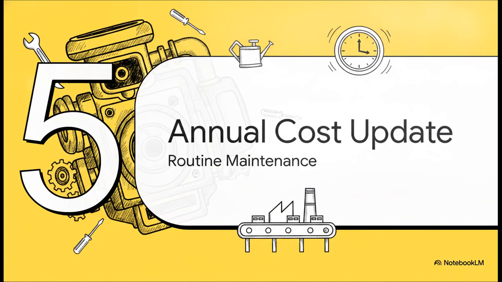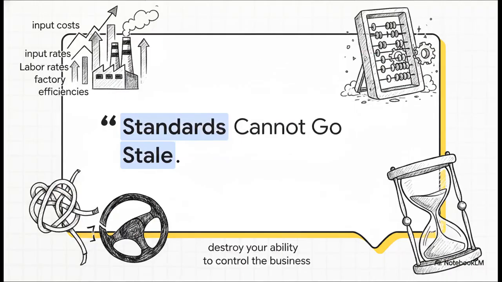And that brings us to our final section, Section 5, the Annual Cost Update. Let's talk routine maintenance. Just like a physical engine, you cannot run a costing system forever without doing some crucial routine maintenance before a brand new production year kicks off. I really want to deliver a stark warning here. Standards cannot go stale. Seriously, if input costs, labor rates, or factory efficiencies are shifting around in the real world, but your accounting system is just staying exactly the same, you are effectively destroying your ability to control the business.